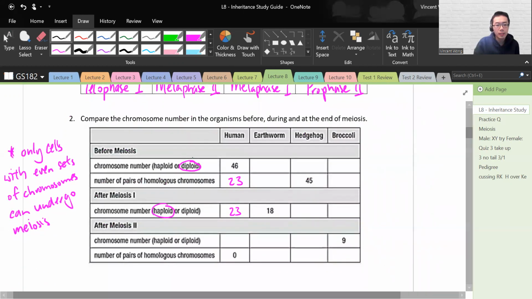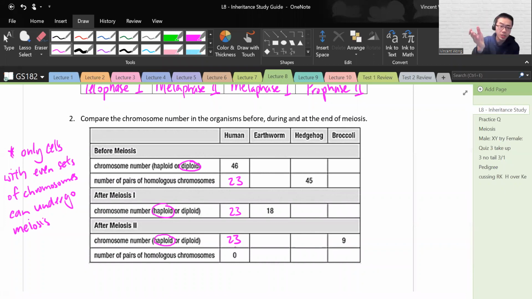So over here, after meiosis 1 is 23, and it's already haploid because you only have 1 set. After meiosis 2, it is still going to be haploid, and it's 23 again. But there are no more homologous chromosomes. You no longer have a pair. And that's the whole point. You're trying to reduce the genetic material by half so that you have 23 in sperm and 23 in eggs. When they come together, 23 gives you back your 46.